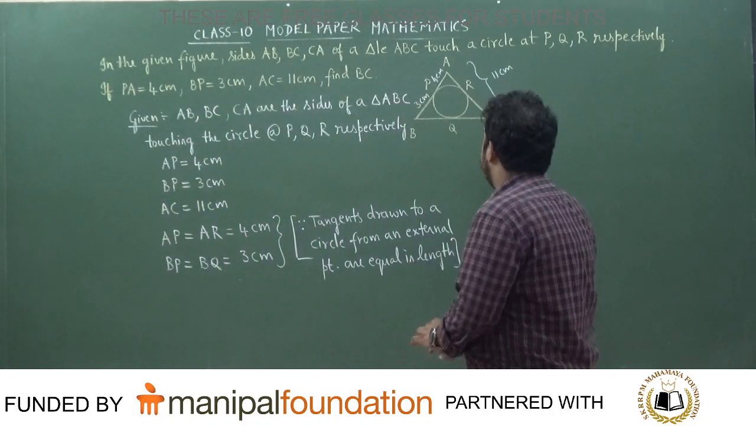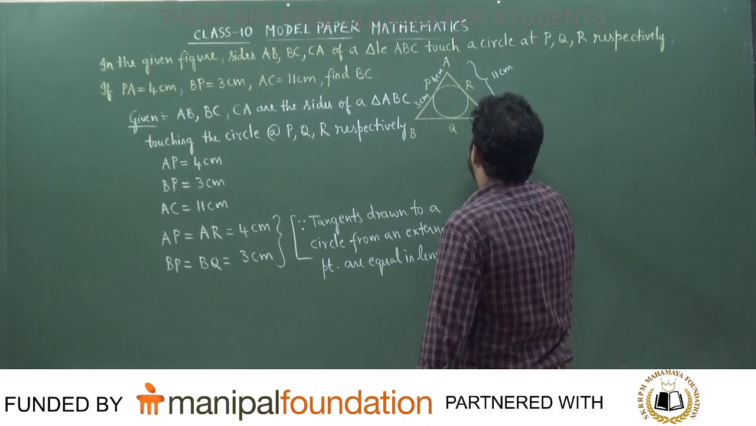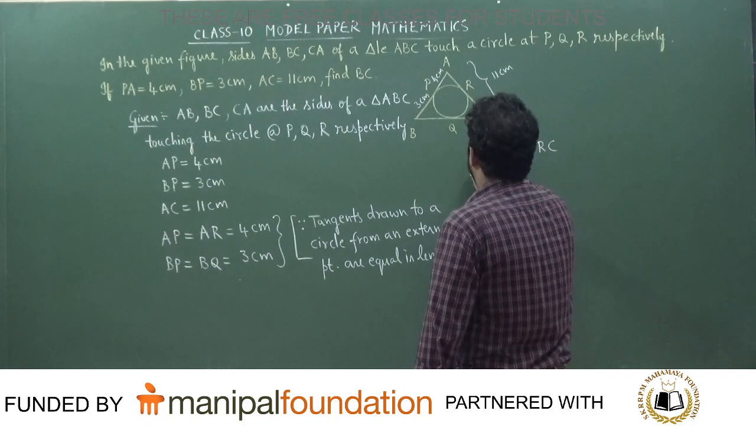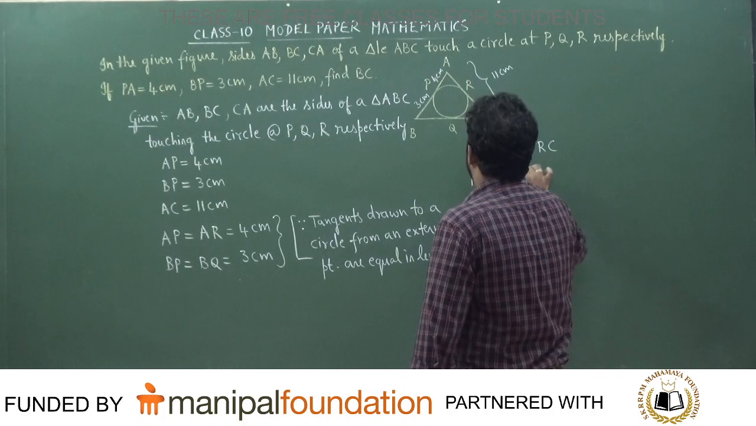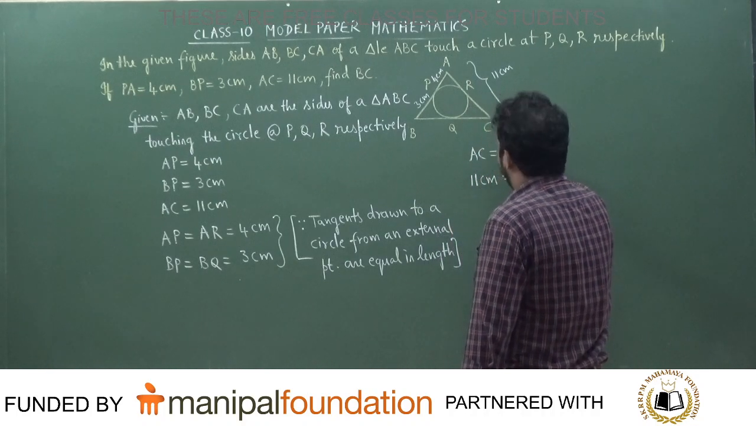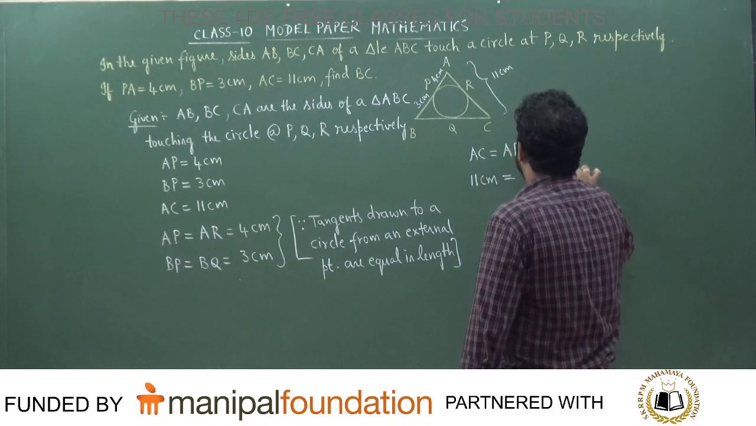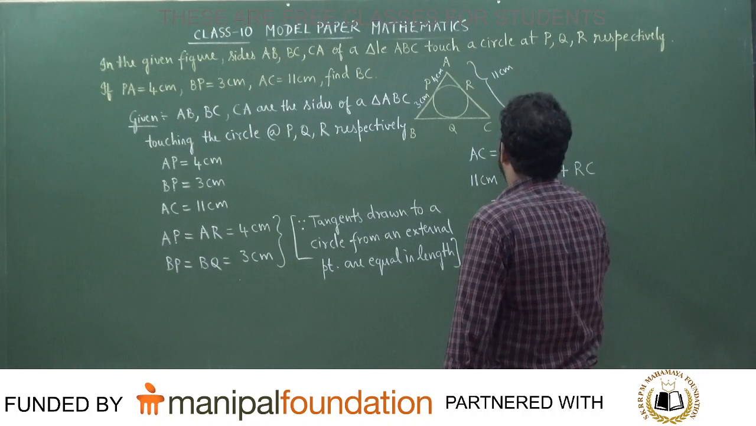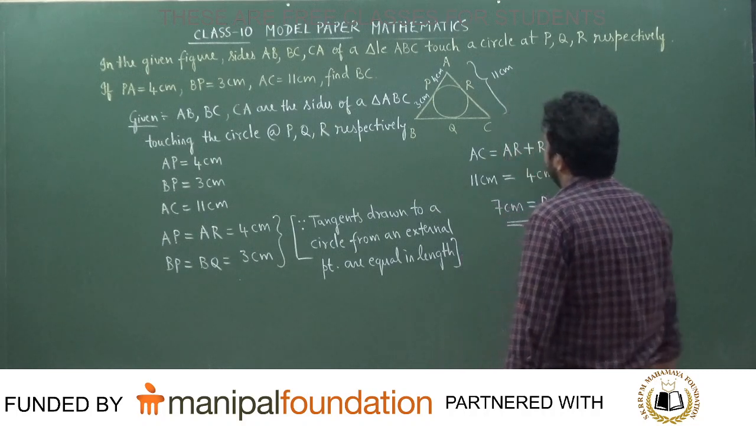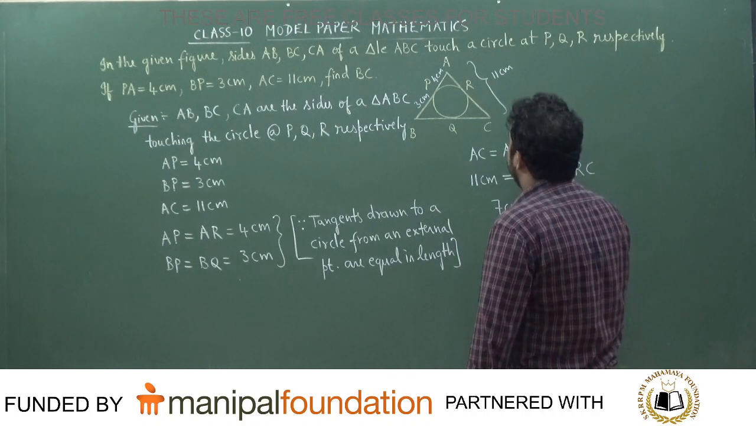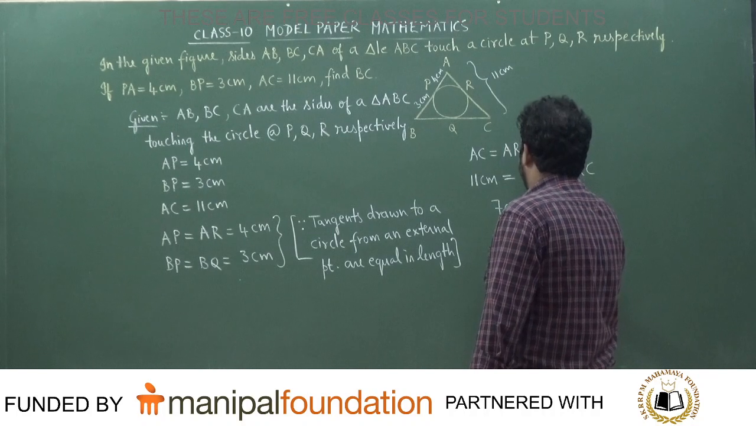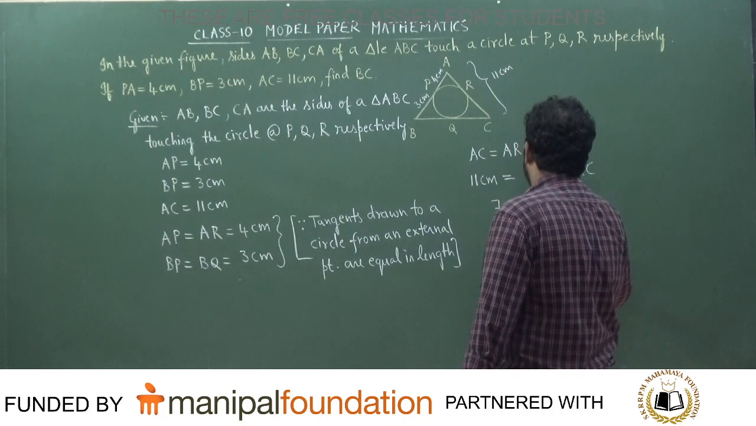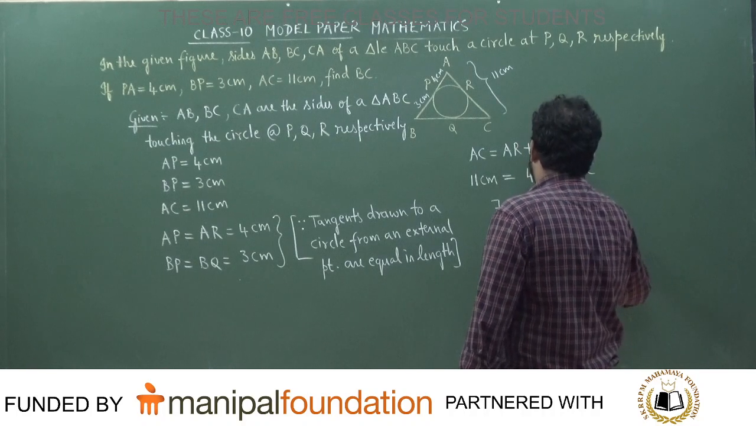Now again if you see, what is AC? AC is nothing but AR plus what, students? RC. AC is given as 11 centimeters. AR we have found as 4 centimeters plus RC. So RC will be equal to 7 centimeters. Therefore, the question is asking you to calculate the value of BC. We can write CR, that is equal to CQ, that is equal to 7 centimeters.